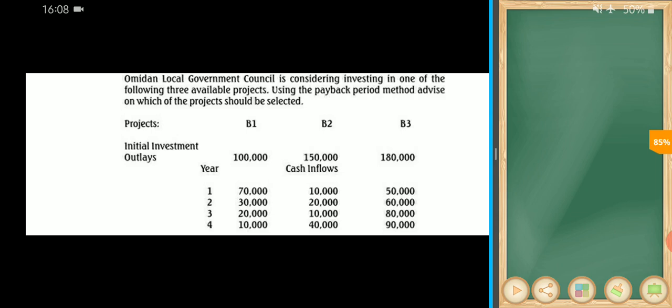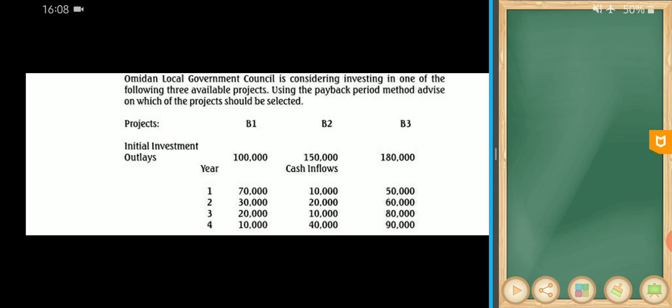Now let's look at B1. In year 1, you are expecting to recoup what? 70,000 naira. In year 2, 30,000 naira. In year 3, 20,000 naira. And in year 4, 10,000 naira.